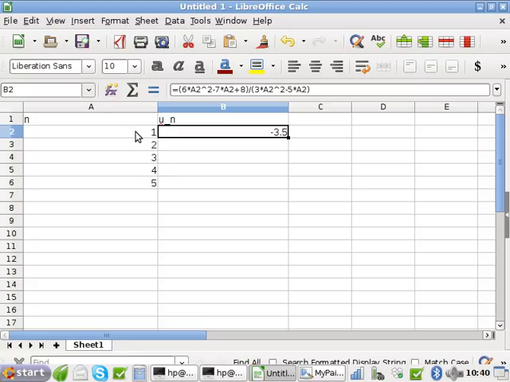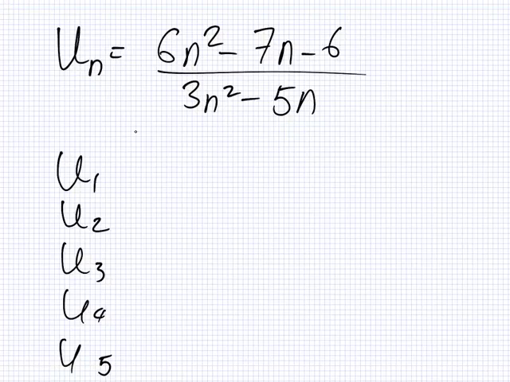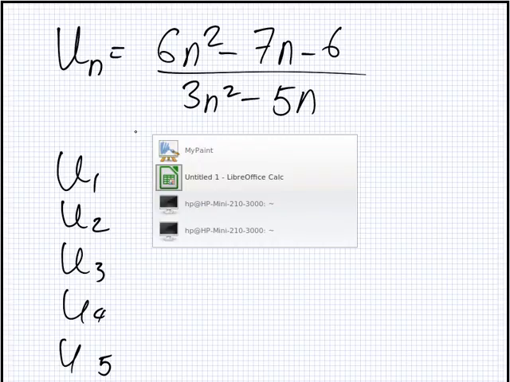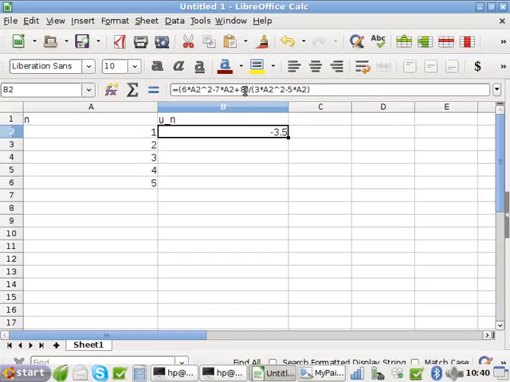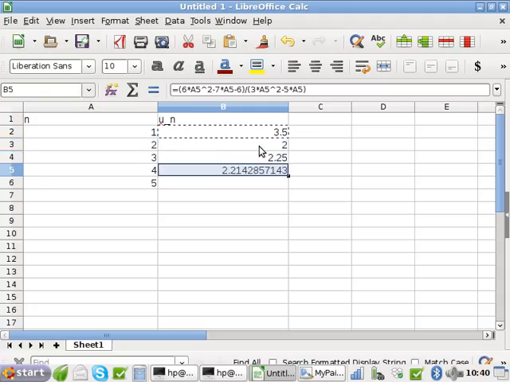Because 6n squared minus 7n plus... Oh, I wrote minus 6. Sorry. Minus 6. 3.5, yeah? Okay. And the next one? 2? 2.25, 2.214, 2.18. So, convergent or divergent?